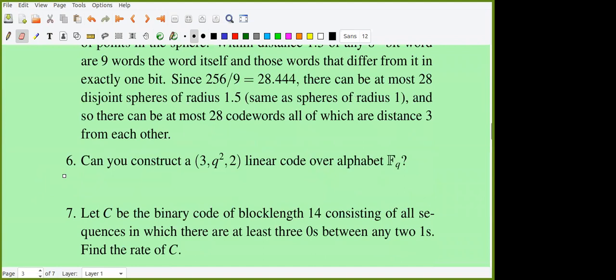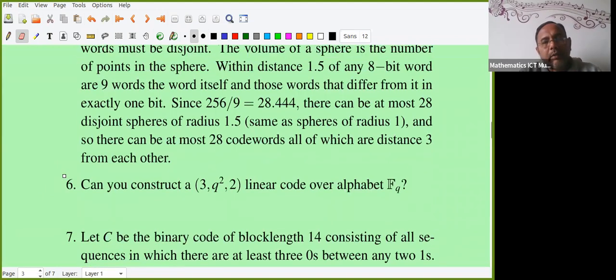Now, can you construct a code like this? That is the question over F_q. Okay, so let us see. What is the meaning of this? These brackets are different. This is N, this is M, and this is D, (N, M, D). M is the number of vectors, the size, the cardinality of C.